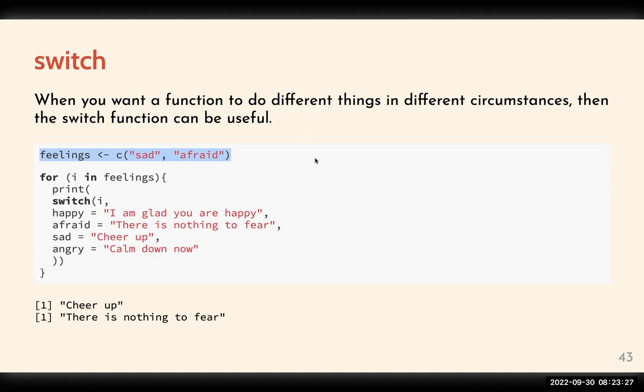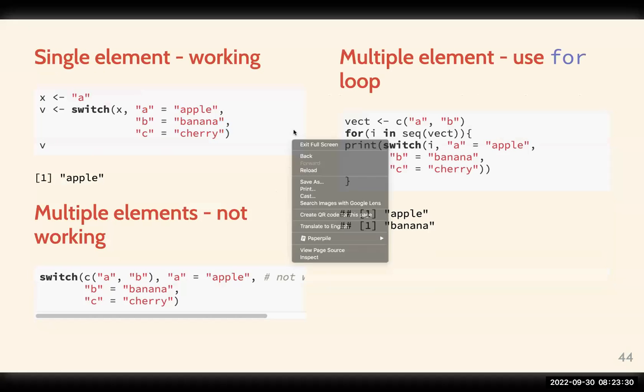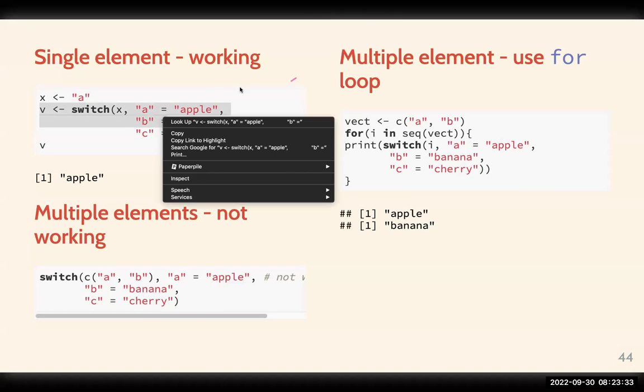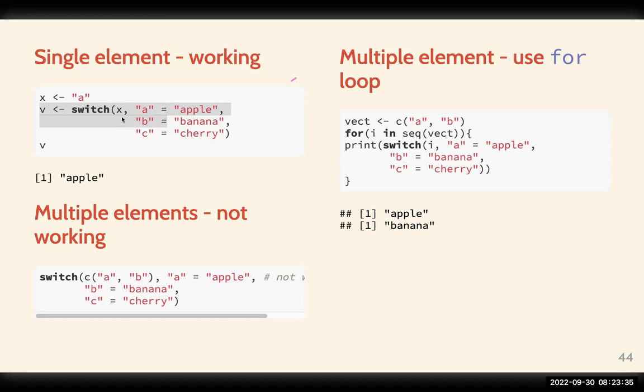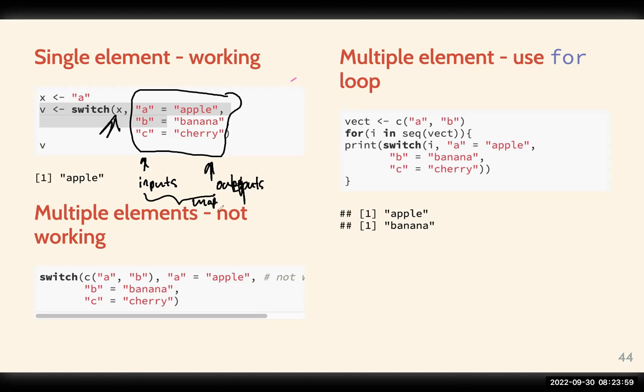Now, this is the syntax of the switch statement. First, here you have to pass the input to the switch condition. And here we have the outputs, the mapping of inputs and outputs. We have the mapping here. So in this case, my x equals a, so the mapping output is apple. You are getting apple here.